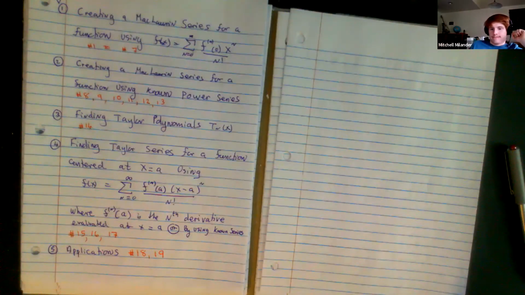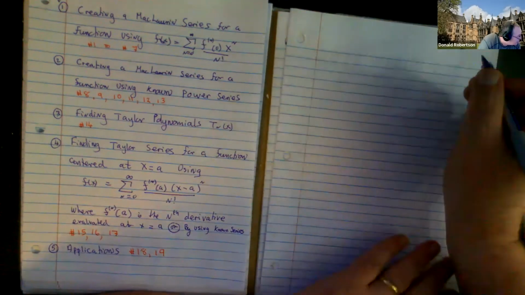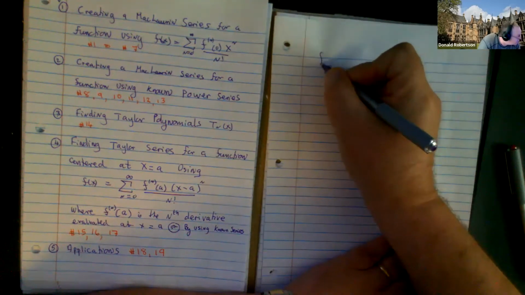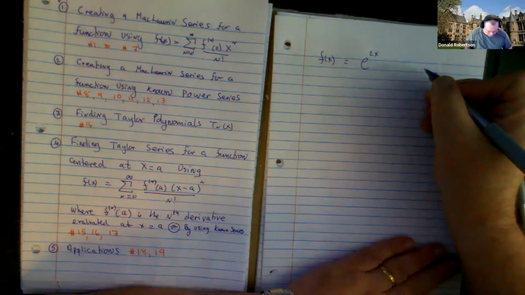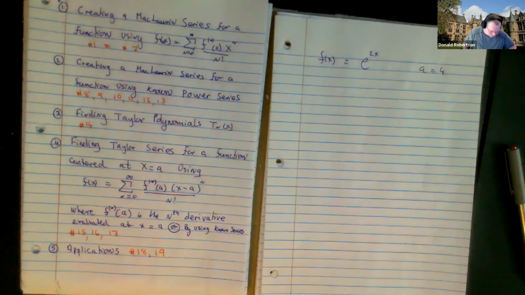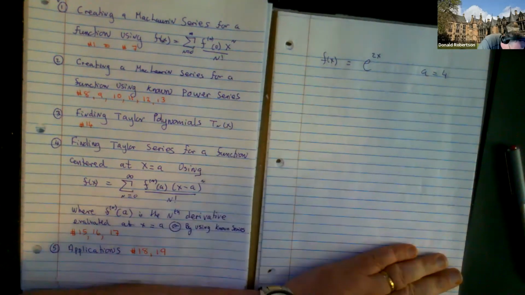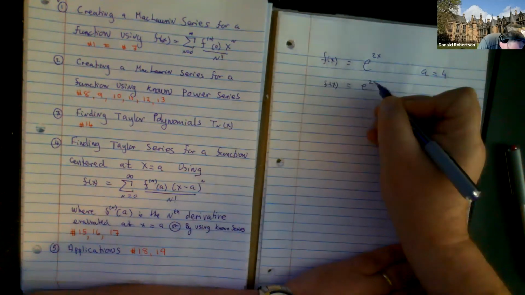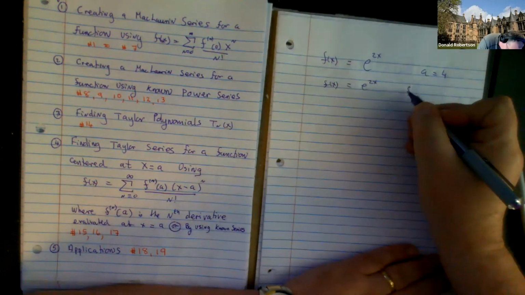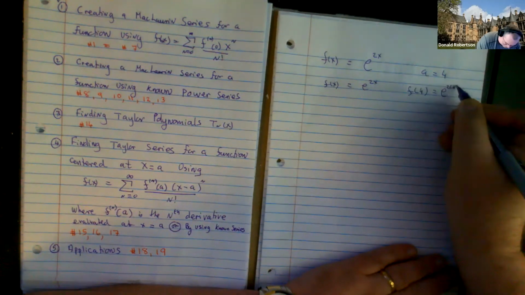You're welcome. 16. The function is e to the 2x, and it's going to be centered at 4. So I'll start with my function, e to the 2x, and the value of the function at 4 ends up being e to the 2 times 4, which is e to the 8.